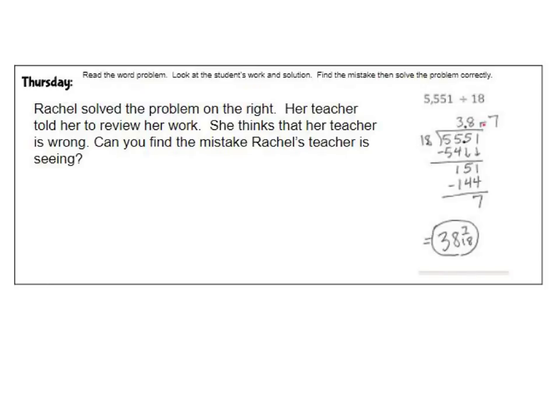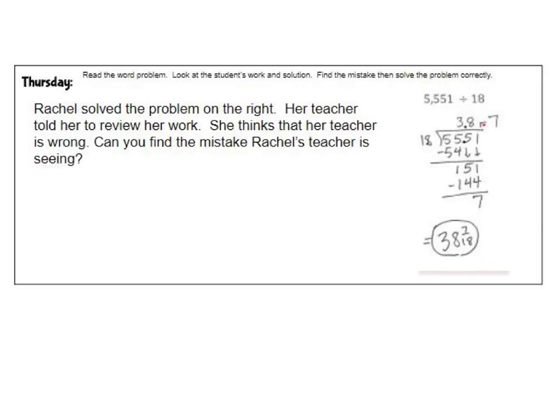Okay, so let's work on the warm-up. It says read the word problem, look at the student's work and solution, find the mistake, then solve the problem correctly. Raquel solved the problem on the right. Her teacher told her to review her work. She thinks that her teacher is wrong. Can you find the mistake Raquel's teacher is seeing?